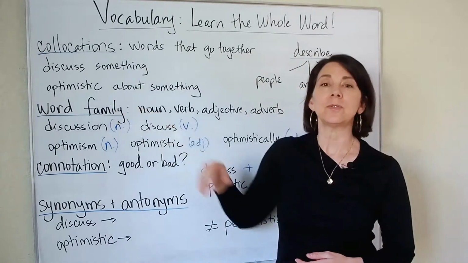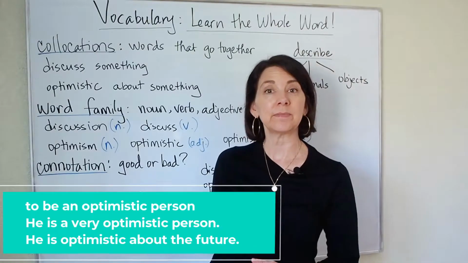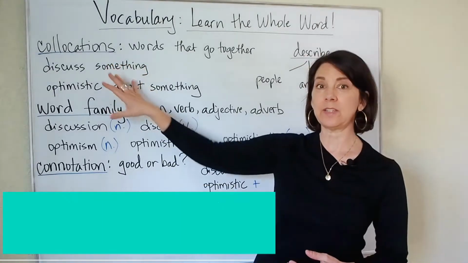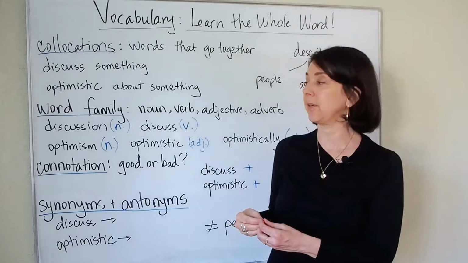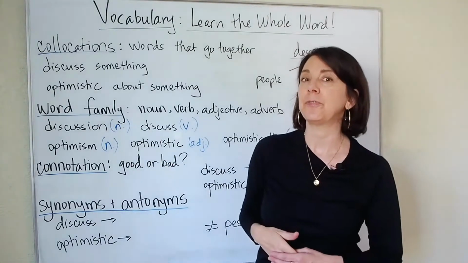We often can use optimistic to describe a person. We can say he's an optimistic person or he is optimistic. So again, that's collocations. What words usually go together? In the next one, I'm going to talk about word family.